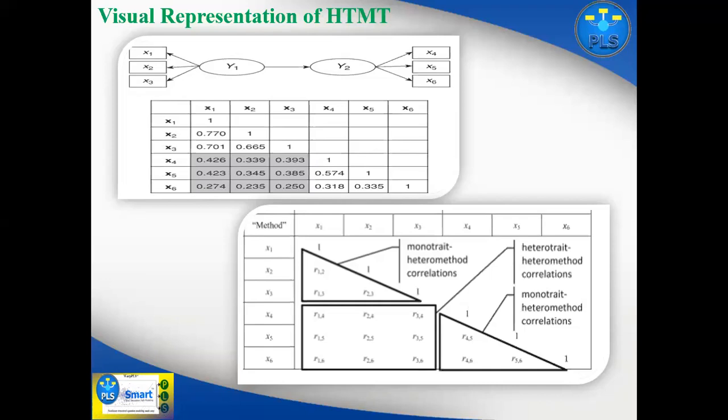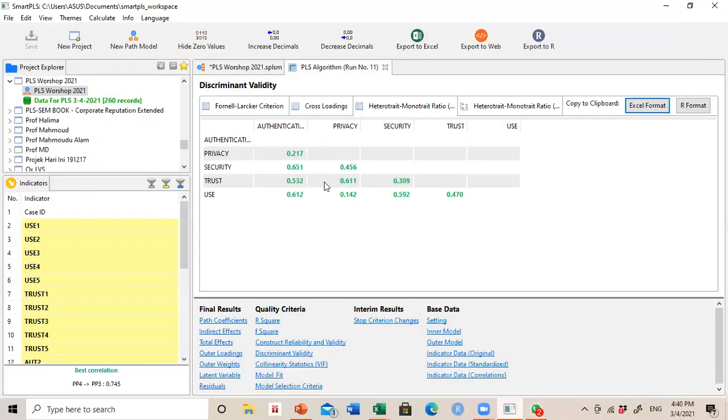If you are doing that, you are doing the heterotrait ratio. You understand? All of this is calculated. But what we want to see is the threshold that you use to know whether HTMT is achieved or not achieved. This is how. You look at the values here.